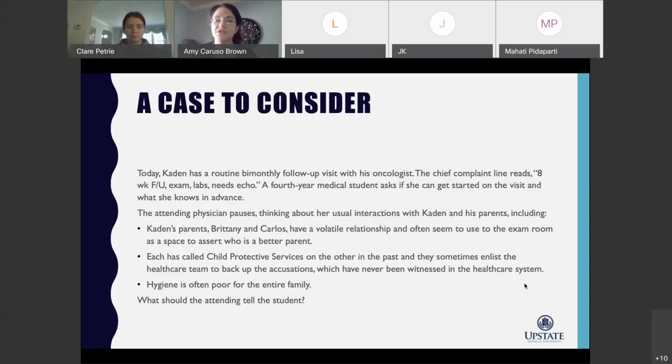So on the day I really started thinking about this, he was scheduled for a routine follow-up visit with me. He had a very standard chief complaint line, not very descriptive, 8-week follow-up, exam, labs, needs echo. And we had a 4th-year medical student who asked if she could get started on the visit and what she might need to know in advance. And I paused at that point, thinking about some of the things that I thought about before going into the room when I saw this patient.